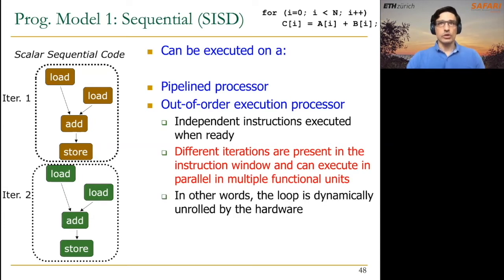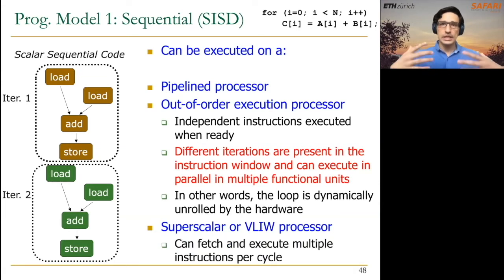In some way, what the out-of-order processor is doing is unrolling the loop, right? Because if you have this iteration and then this iteration, and you somehow can launch this load and this load almost at the same time, and you can have concurrent accesses to memory, what you're doing is unrolling the loop by the hardware. And we can also take advantage of superscalar or very long instruction word execution in order to take advantage of multiple execution units that we may have in our system. So there are multiple ways of exploiting the instruction level parallelism in this sequential code.